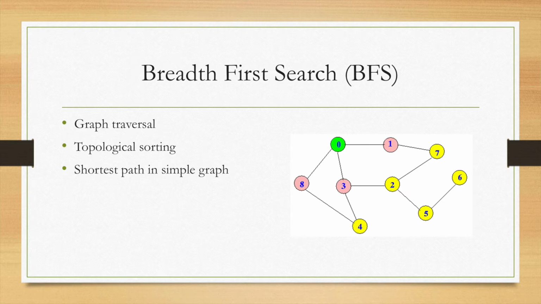The third problem we can solve is the shortest path in a simple graph. A simple graph means that on the graph, all the paths are identical. There's no different weight on the paths. This is a simple graph. And if we want to find the shortest path in such a simple graph, we can use BFS. Otherwise, if it's a complex graph, we cannot use this algorithm.